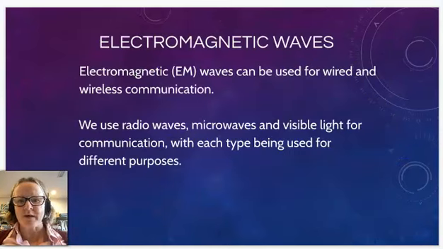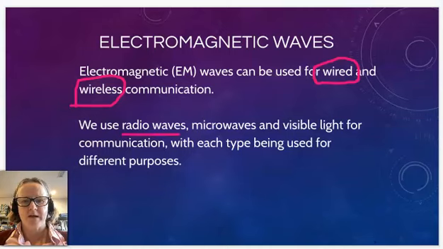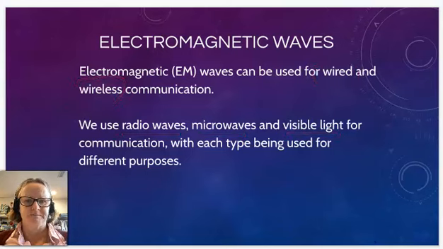So an electromagnetic wave can actually be used for communication using wires, so wired communication, or wireless communication. And the three types of wave that we're going to explore are radio waves, microwaves, and visible light.